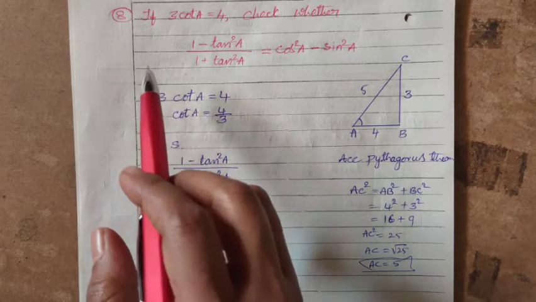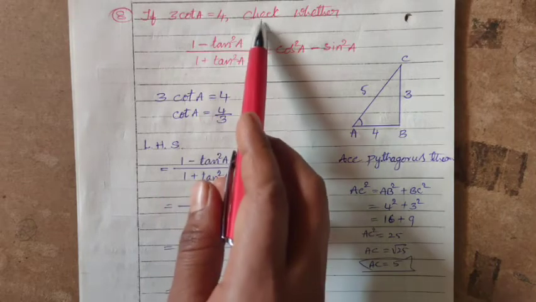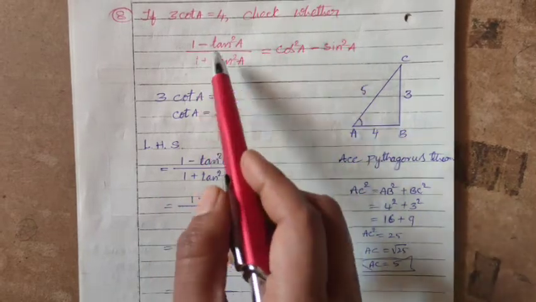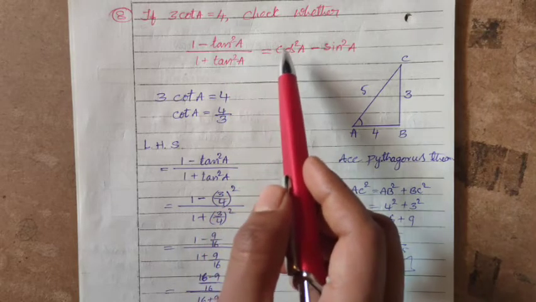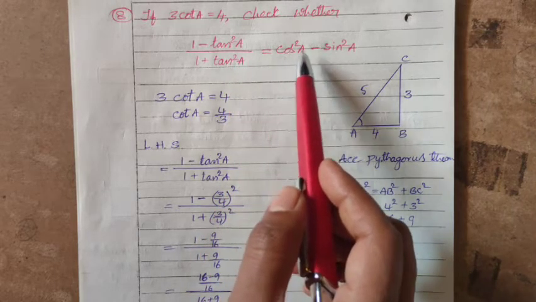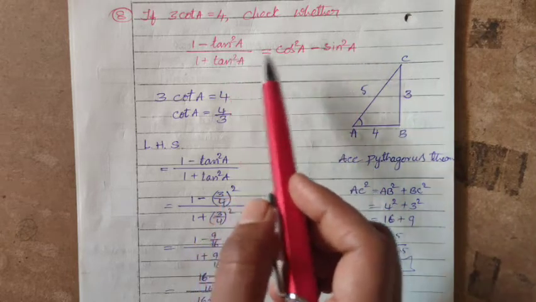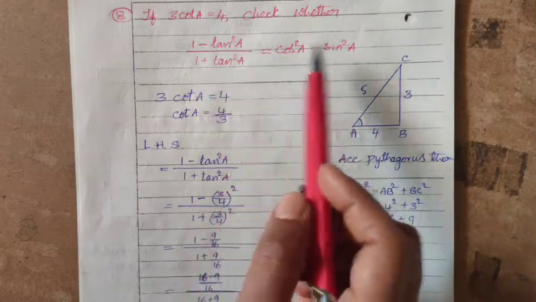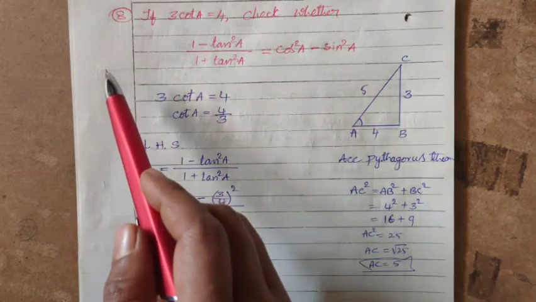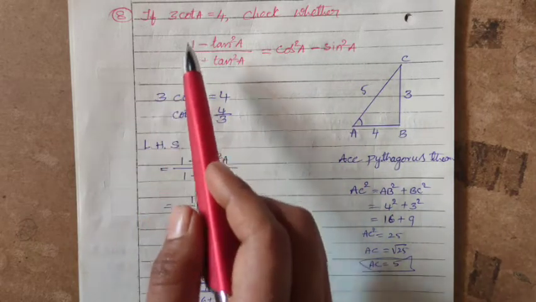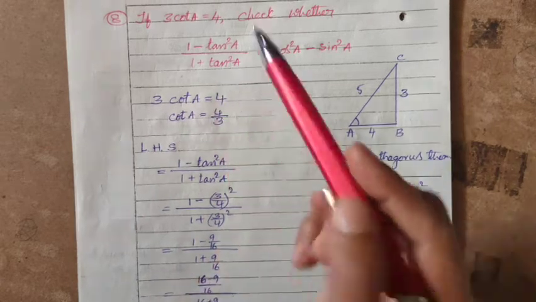The 8th question is, if 3 cot A equal to 4, check whether (1 minus tan square A) divided by (1 plus tan square A) equal to cos square A minus sin square A. Students, before going to solve this one, first you can analyze the question. What is given in the question? Yes, 3 cot A equal to 4 is given.